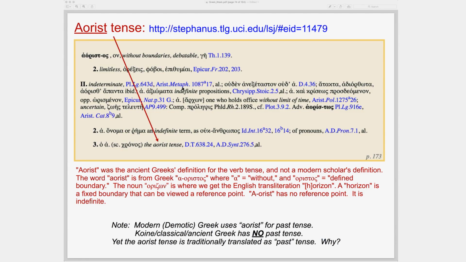You know, again, it's indeterminate, limitless, without boundaries, indefinite. There are all words that can be used without limit of time. And again, this is the definition of the aorist tense according to the ancient Greek, not according to modern Greek. Modern Greek does use aorist for past tense.